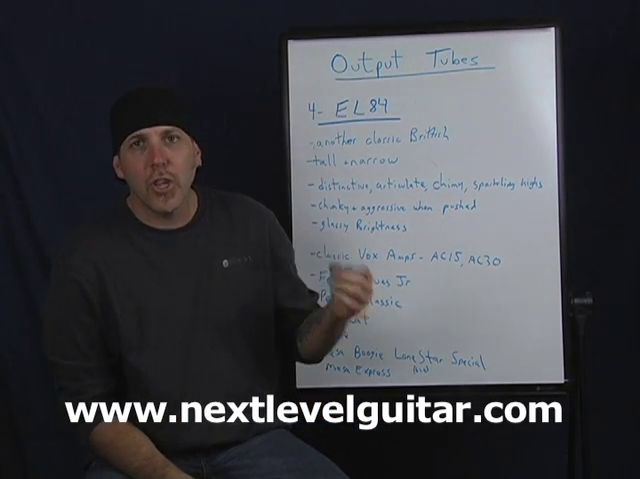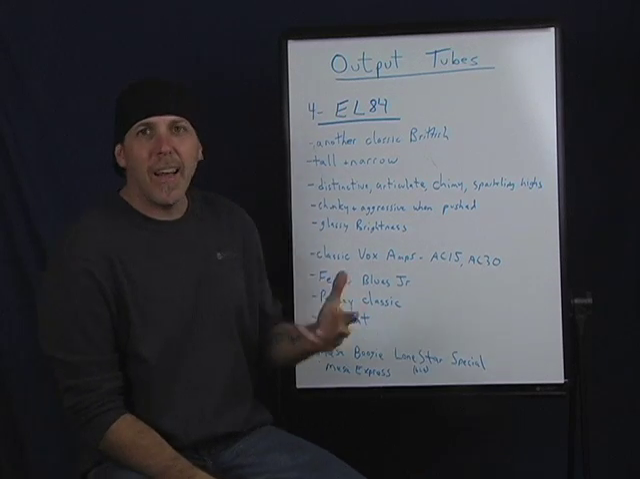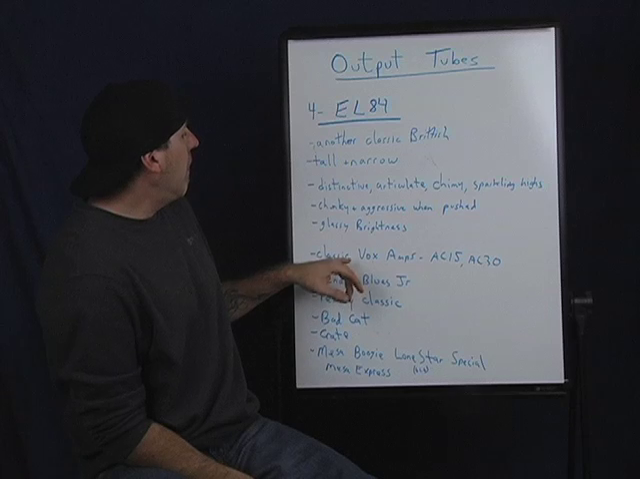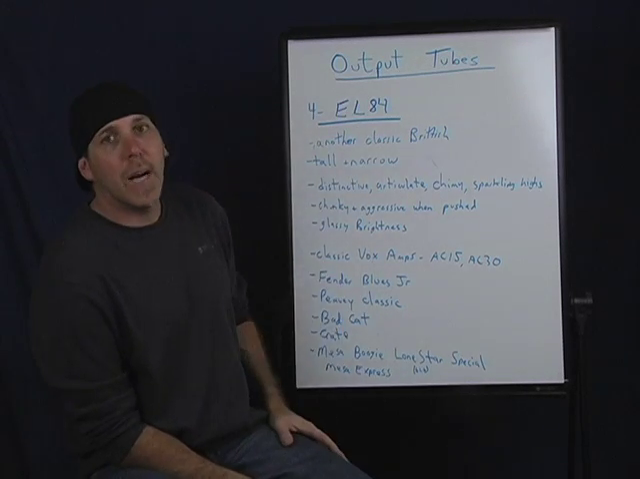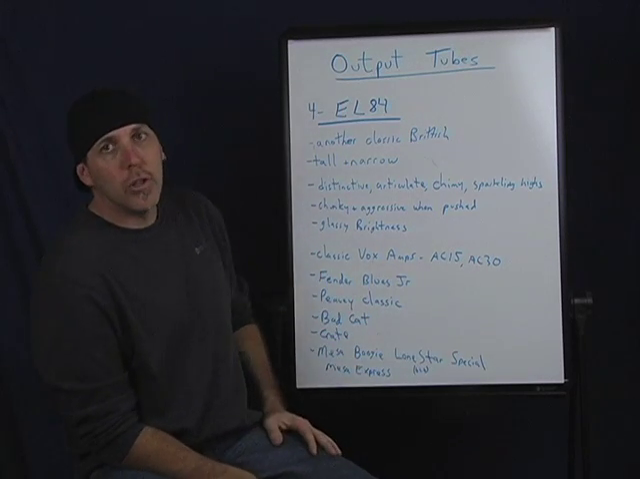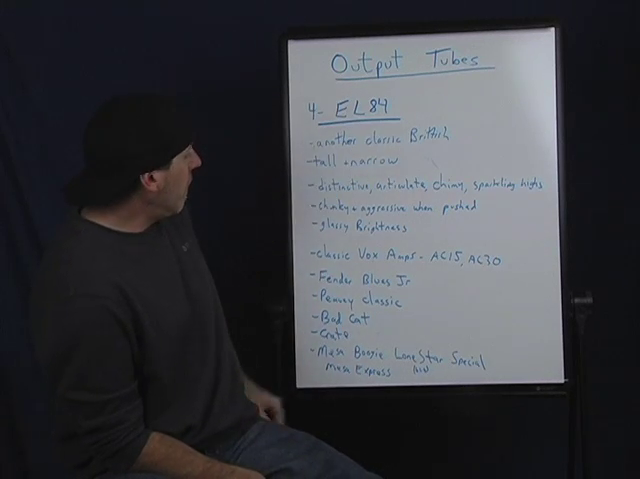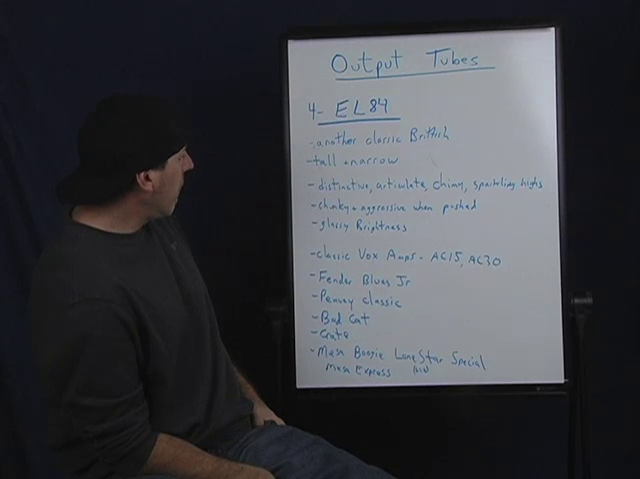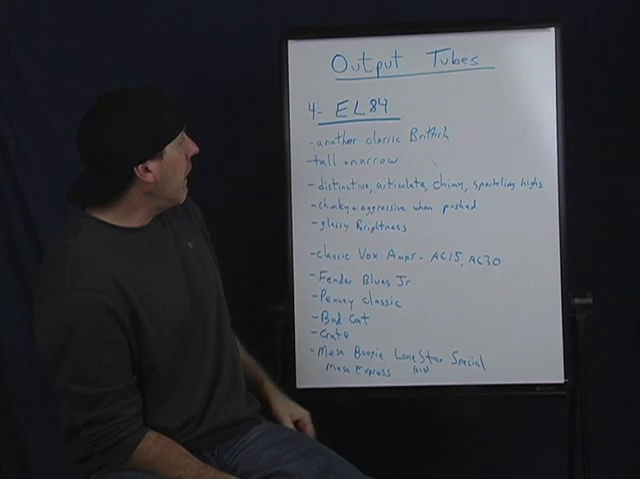Distinctive, articulate, chimey, sparkling highs. Kind of like a glassy brightness to them. Real chunky and aggressive when pushed. And a lot of the EL84s you'll find in the classic Vox amps. The AC15, AC30, your Fender Blues Junior. PV Classic today uses the EL84s. Badcat and Crate use EL84s in some of their amp line. The Mesa Boogie Lone Star Special uses the EL84s.